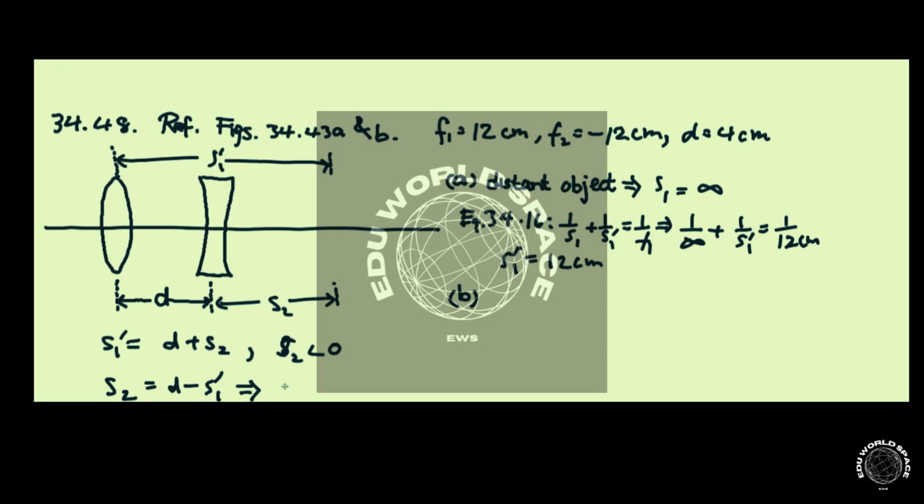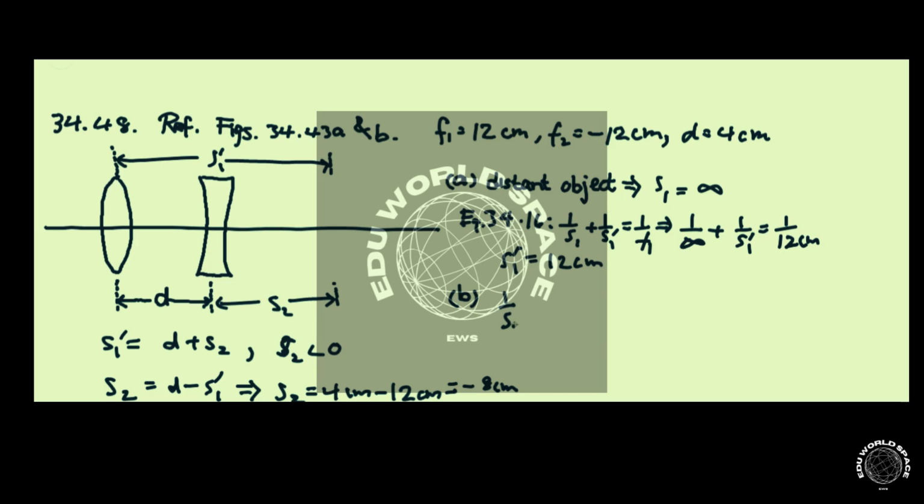So we have S2 is equal to 4 centimeters, which is the value of D that we're given here, minus 12 centimeters, which is what we found in part A. So that's negative 8 centimeters. So now that we have S2, again, we use equation 16 to find the image for this diverging lens.